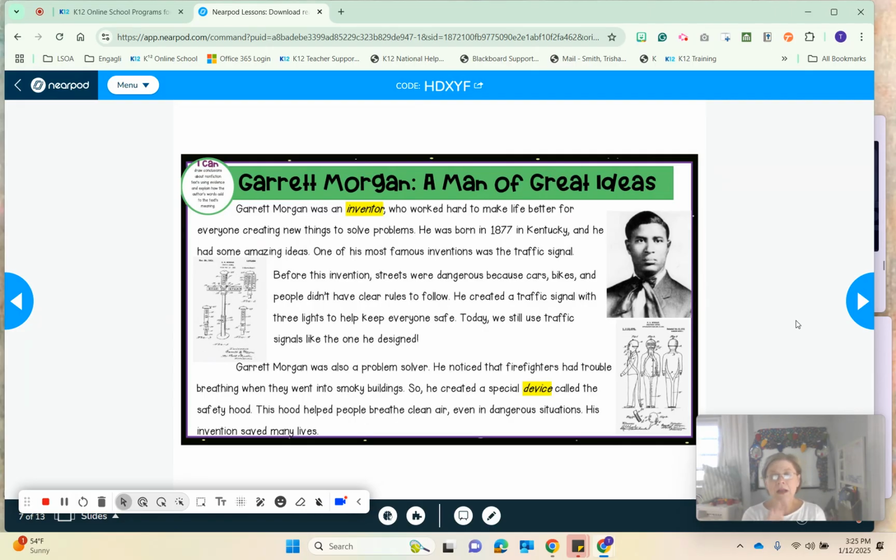So, Garrett Morgan was also a problem solver. He noticed that firefighters had trouble breathing when they went into smoky buildings. So he created a special device called the safety hood. This hood helped people breathe even in dangerous situations. His invention saved many lives. So we know there's a problem. Firefighters can't breathe. And so he created something. So a special device called a safety hood, something that helps someone breathe.